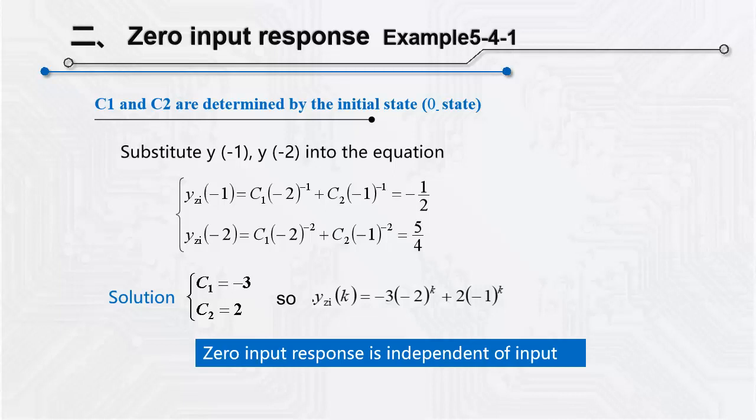We can take the values of y(-1) and y(-2) as the initial values of the zero input response. So you can see that we get two expressions like this, and we can determine the values of C1 and C2. Let's take that back to our analytic expression, and the zero input response results in the solution. That's the general way to solve the zero input response.